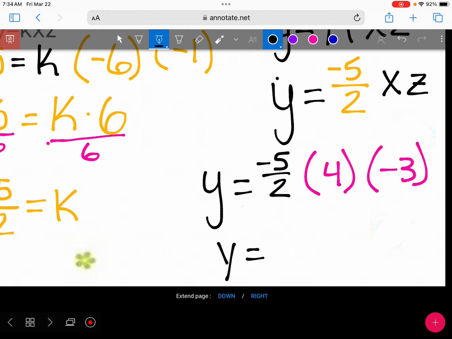When we do that, we should wind up with what? What do we get when we type that in? I also got 30. These numbers will sometimes be weird.